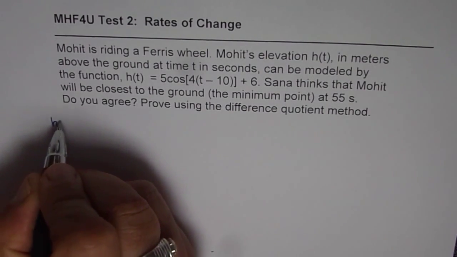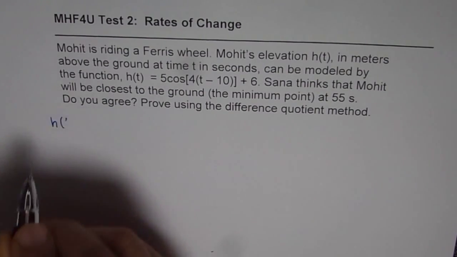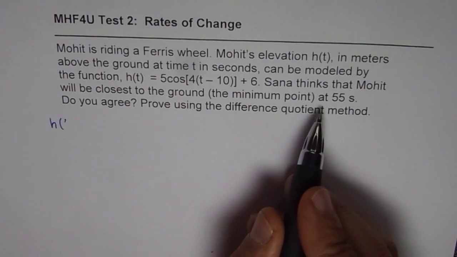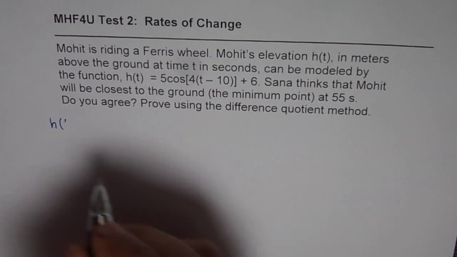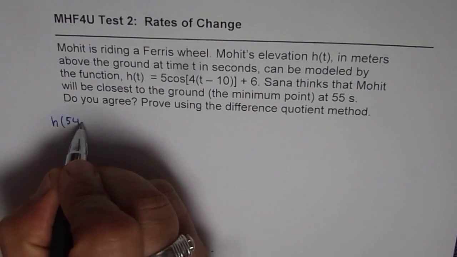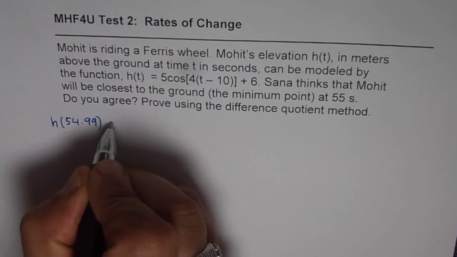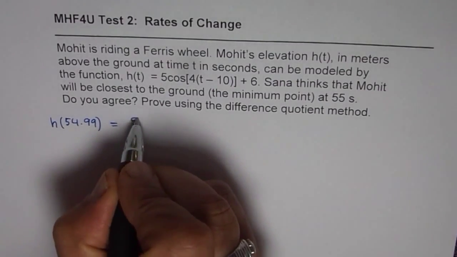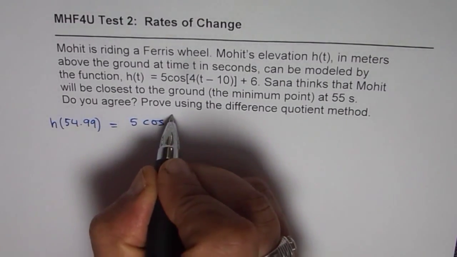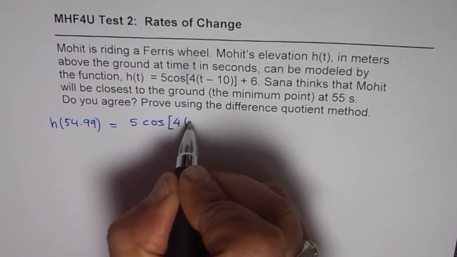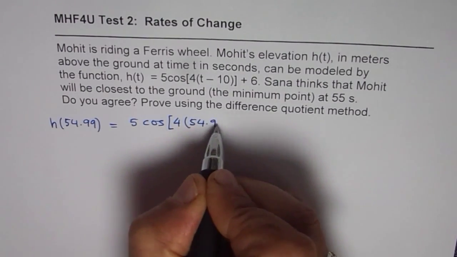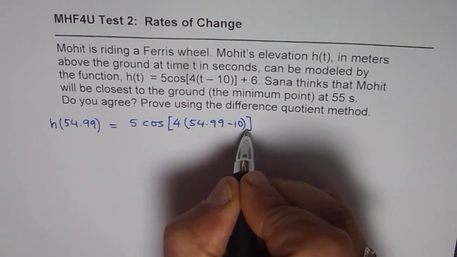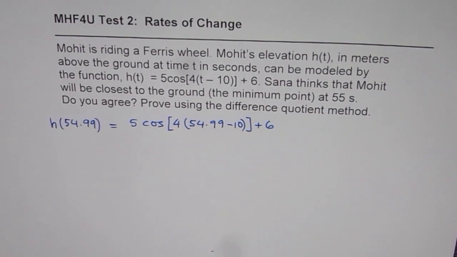We have to find the value of h of t at 55. A point which is before 55 will be 54.99, right? So we can calculate h of 54.99. That is 5 cos of 4 times (54.99 minus 10), plus 6. Let's use the calculator.